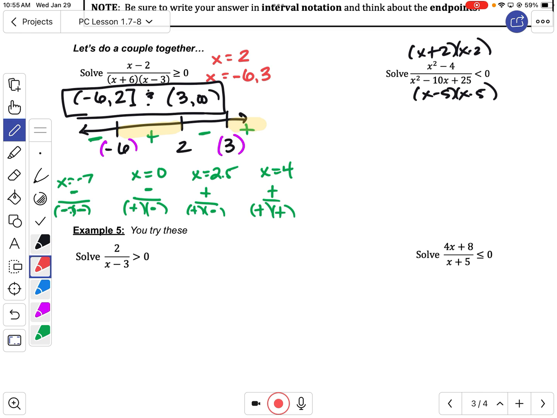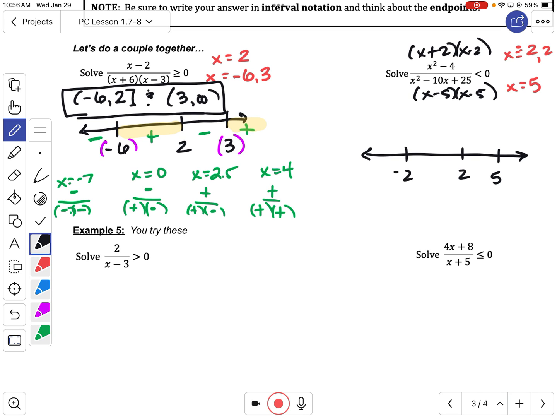So let's think about what x's we need to use. On the top, I need a negative 2 and a positive 2. On the bottom, I need just what? A 5. It doesn't matter that it happens twice, I'm just going to use it once. Okay? So we find all the zeros. Now let's go to our sign chart. It's everything except those values we just found. So I had a negative 2, a 2, and a 5.